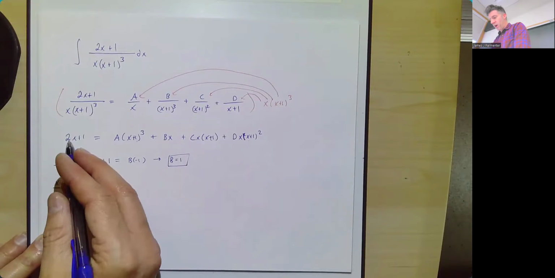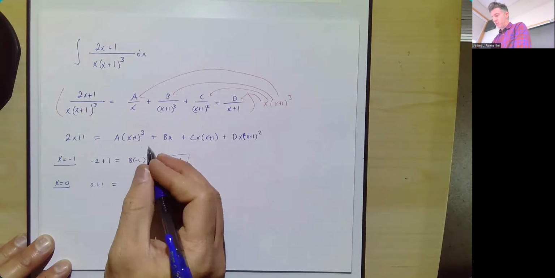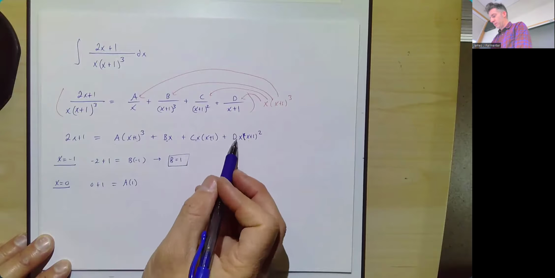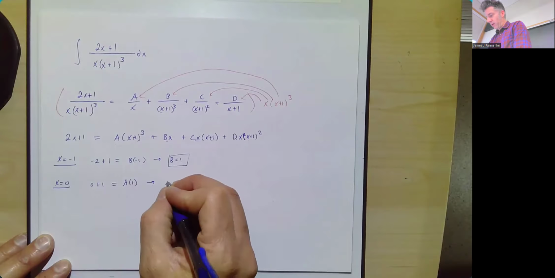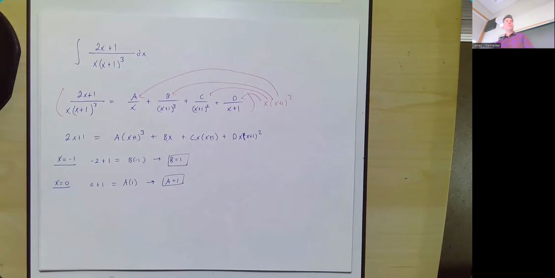For x equal to 0, I'm going to get 0 plus 1 on the left equal to A times 0 plus 1 cubed, so that's A times 1, plus B times 0 plus C times 0 plus D times 0. So I get A equal to 1. Wow. I guess I just had so much practice, I naturally come up with good problems. How lucky am I? Okay, we've run out of nice values.